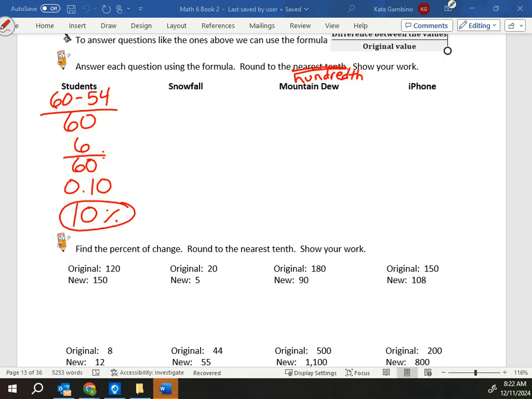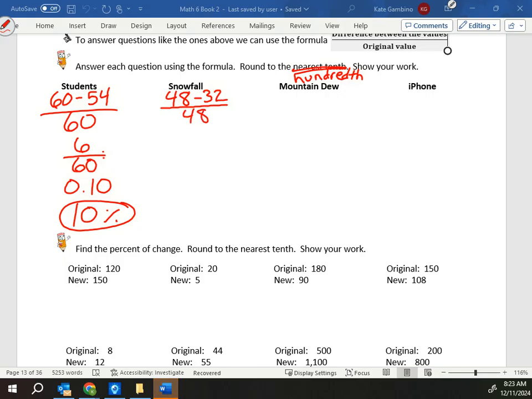Now let's look at our snowfall. How would I set up my formula? What am I going to put on top? What am I going to put on bottom? What do you think, James? 48 on the top, subtracted by 32, and then you put 48 on the bottom.